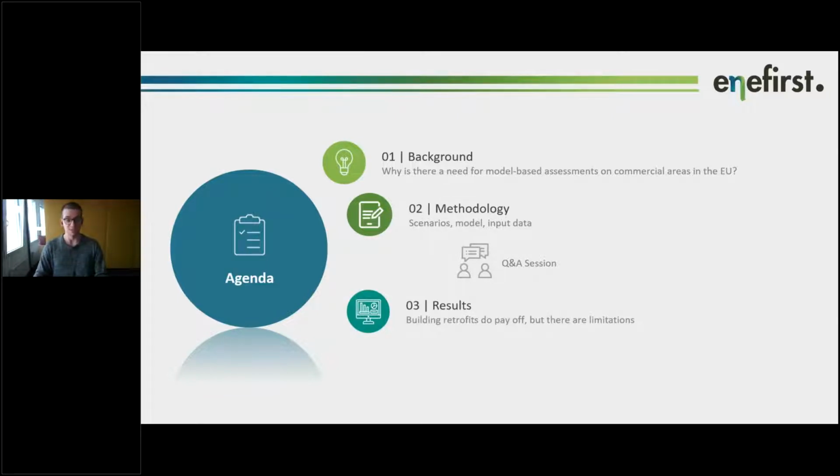As I've said, there will be some results in which we're going to show that building retrofits basically do pay off for commercial areas, but there are certainly limitations. And finally, there will be a discussion on why these results, as with every model-based analysis, should be interpreted with a bit of caution.